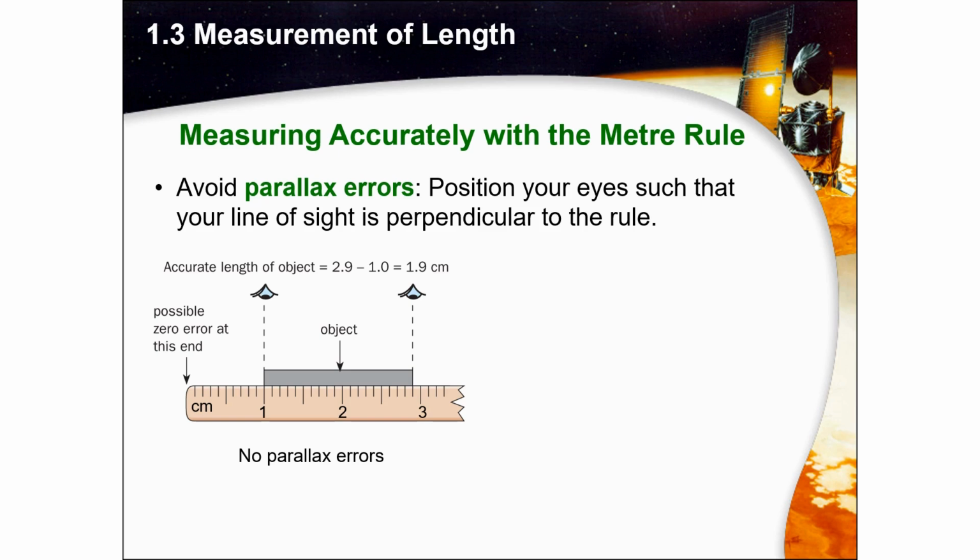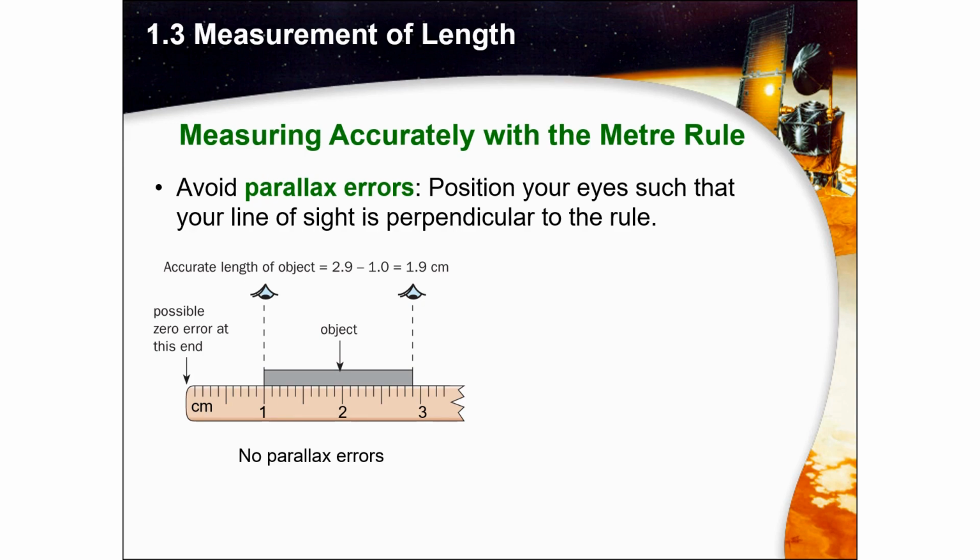So for example, the accurate length of the object is 2.9 minus 1.0, which is 1.9 centimeter, because we have the possible zero error at this end. So we can start counting from number one. When you have a ruler in the class or the meter rule, sometimes your meter rule will be shaped like this. It is not straight, so it will make the parallax error possible. So we have to move the object away and count from 1 up to the next point, and then we minus 1. 2.9 minus 1.0 becomes 1.9.